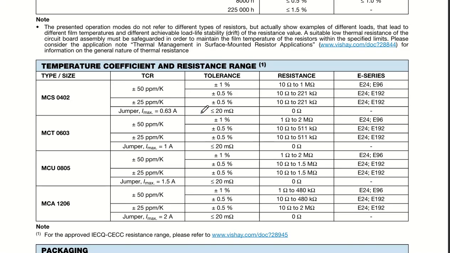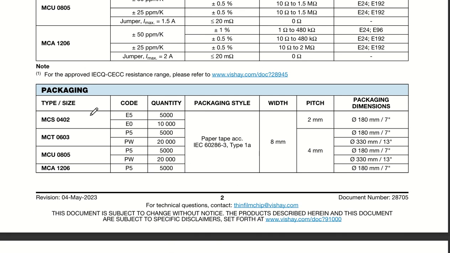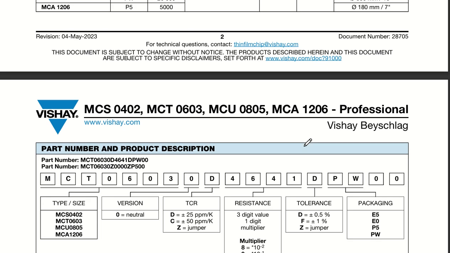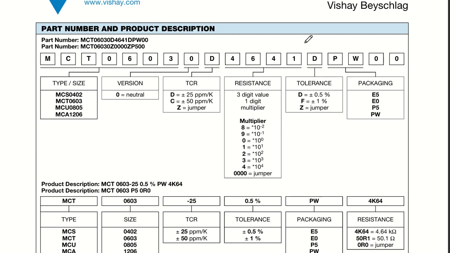Alright, we have other parameters. You can see TCR, the temperature coefficient of resistance. We have already seen that this is much better compared to the thick film data sheet. We have packaging size as well. These are the same as what we had seen in our thick film data sheet, which was the real size. Okay, the width and the pitch. Then we have the part numbering description.